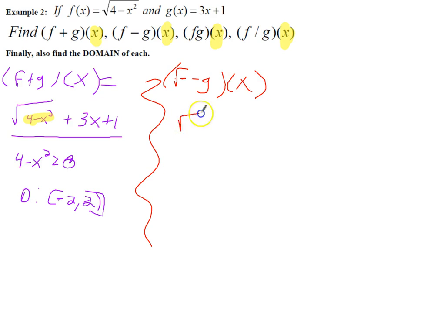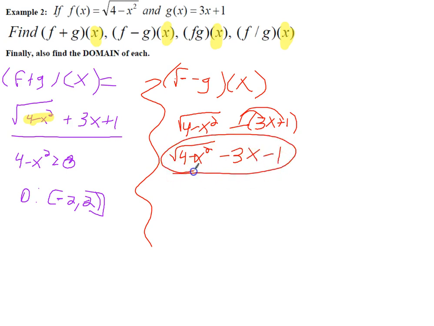For the next part, we are going to figure out what is f minus g of x. So again, we take our f function here, which is the square root of 4 minus x squared, subtract out our g function, which is 3x plus 1. We are going to distribute the negative through. So it's the square root of 4 minus x squared minus 3x minus 1 is our final answer. And again, the square root here is going to be the one that takes over for our domain. So our domain is going to stay the same, which is -2, 2.